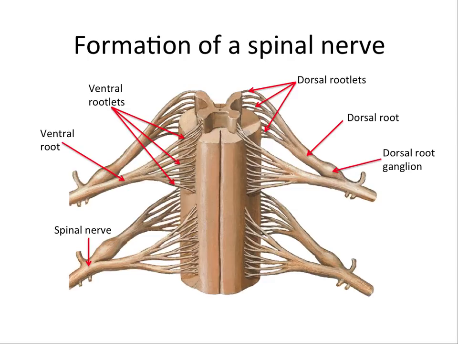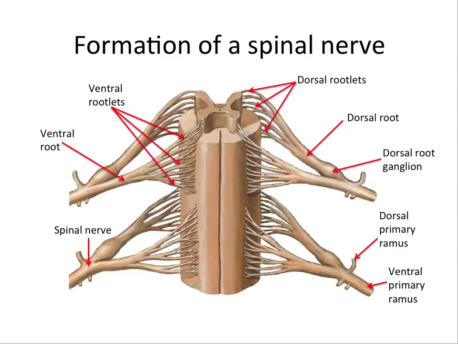So from the spinal nerve, we have a dorsal branch, and we're going to call that the dorsal primary ramus, sometimes shortened to dorsal ramus, and then we're going to have a ventral branch, or an anterior branch. And this is called the ventral primary ramus, or the anterior primary ramus. Again, ventral and anterior are synonymous, dorsal and posterior are synonymous.